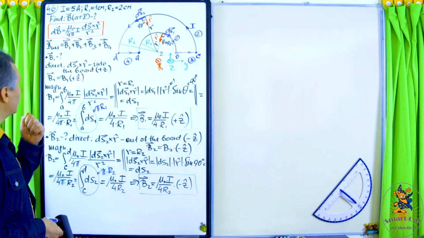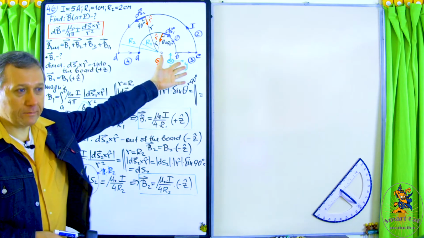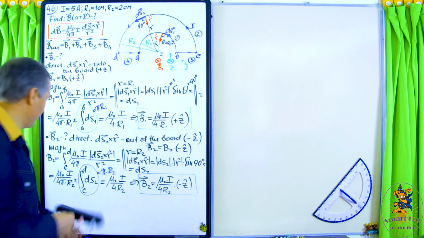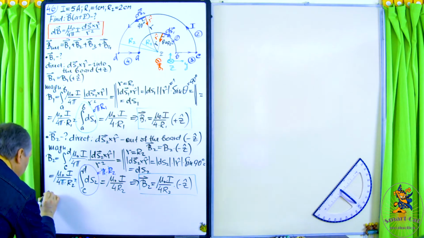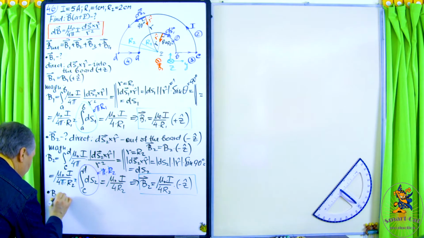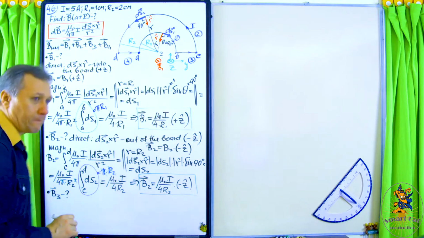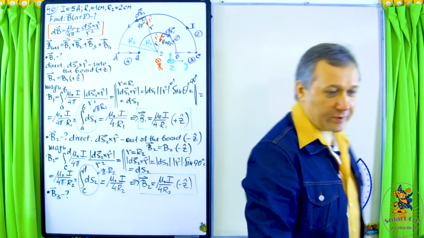Now, what's next? Section 3. Okay, this is the first bullet, second bullet. Now I need to write the third bullet. What will be the contribution from section 3?